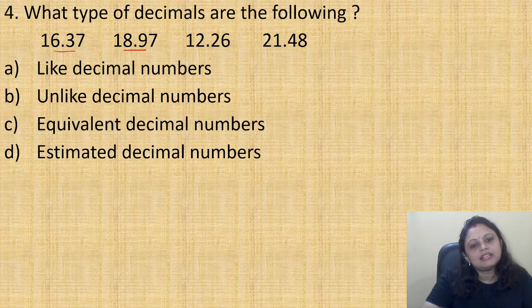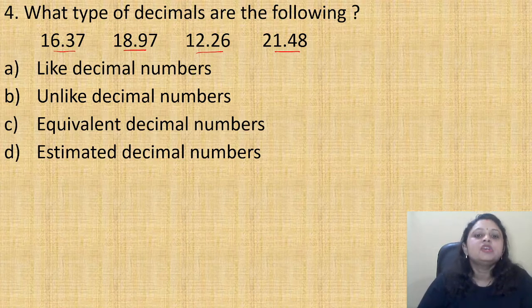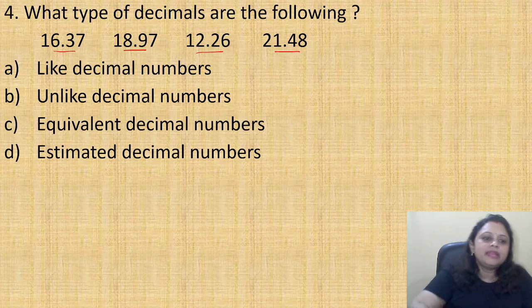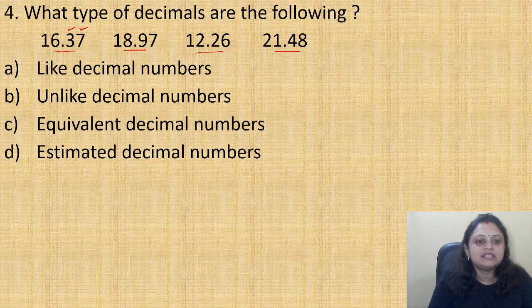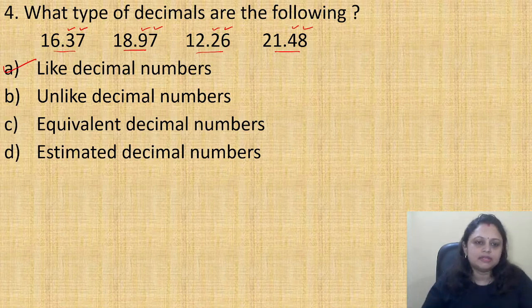What type of decimals are the following? 16.37, 18.97, 12.26 and 21.48. Option A, like decimal numbers. B, unlike decimal numbers. C, equivalent decimal numbers. D, estimated decimal numbers. So, here in all the numbers, after the decimal, two digits are there. That is tenth and hundredth. Here also two digits, here also. And in all the cases, same thing is happening. So we will call it as like decimal numbers. Okay. Coming to the next question.